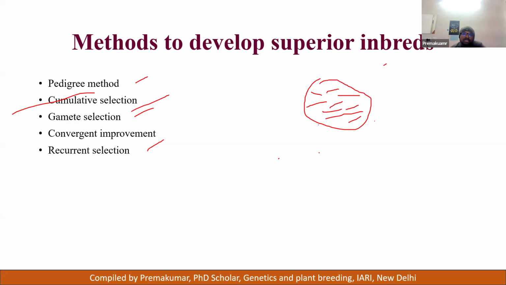But if you are doing anything like pedigree selection, gamete selection, or any standard method of selection, you are altering the combining ability of these inbred lines. But there is a method called convergent improvement, where without altering the combining ability of these inbred lines, we are able to develop. For example, in convergent improvement, we are selecting inbred lines.